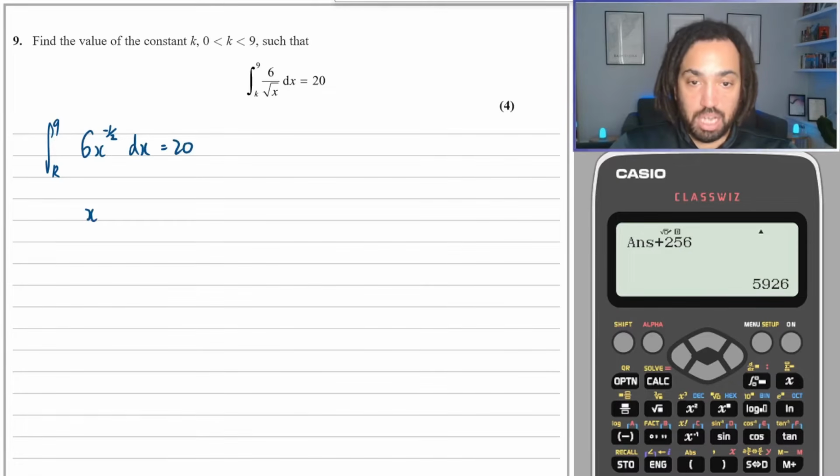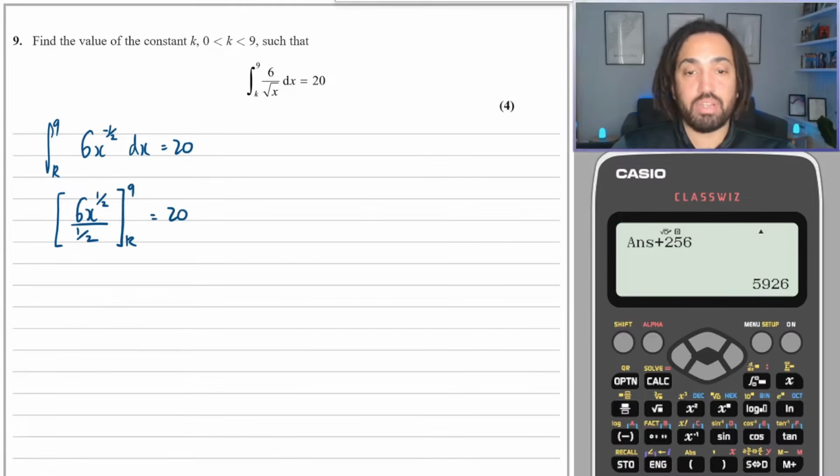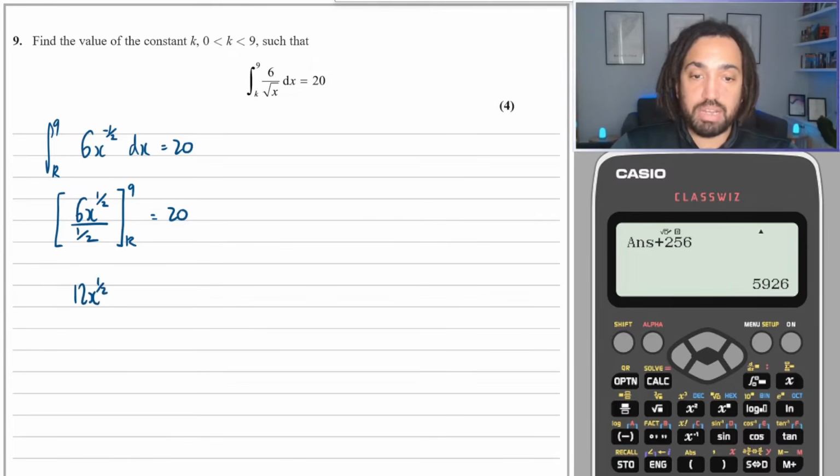Okay, so power goes up. So add 1 to the power from minus a half goes to positive a half. And then we need to divide through by the new power, like that. So that's integrated, so now we put it into square brackets. And we have 9 and we have k, and we're told that's equal to 20. Okay, so 6 divided by a half is not 3, it's 12. So it's actually 12x to the power of a half, 9 and k.